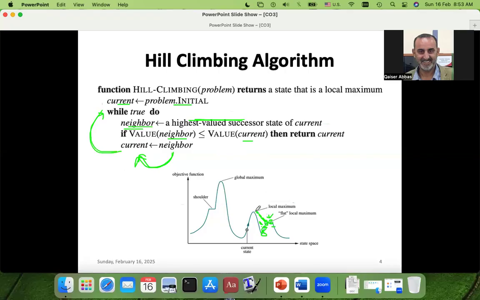Previously, this value is in the current. But now I am taking this value which is on the flat area, putting it in the neighbor, and then I am checking neighbor less than equal to current. No, it is equal, because these 2 points on the flat area have the same value. If equal, then return the current, which is the previous value. So it will return through this algorithm, and that solution would be a local maximum.